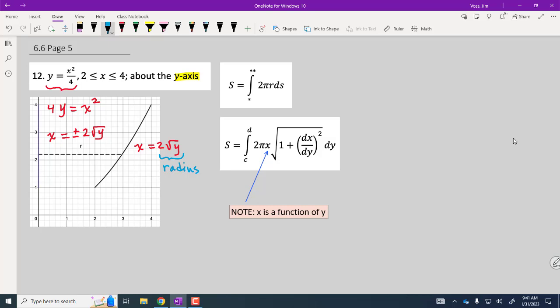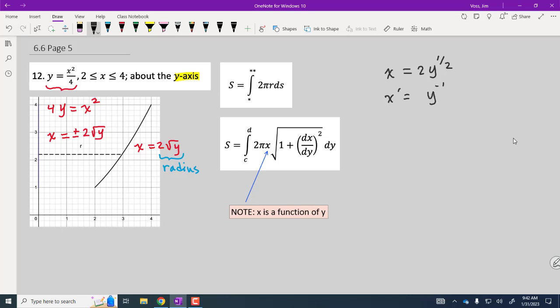All right, so now we have our function. So we come over here. We've got our function, 2y to the 1/2. We need its derivative. So our formula is going to have an x prime squared instead of a y prime squared like the last one. So we take the derivative here.